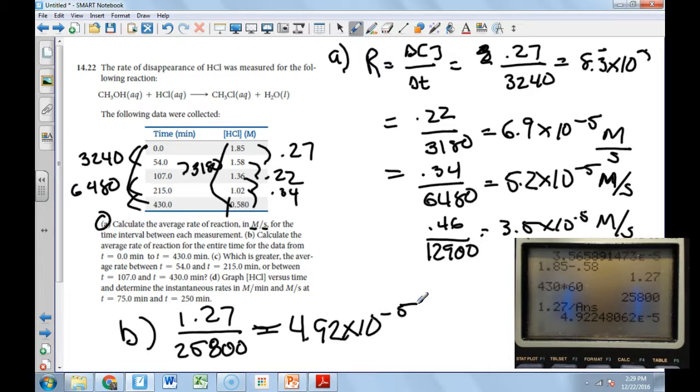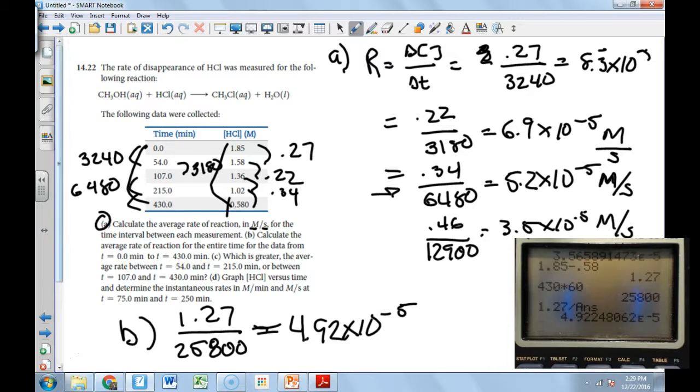It says, which is greater, the average rate here, the third one that we did, or the one from 107 to 430? And we do have to do this one because we're going to skip 2.